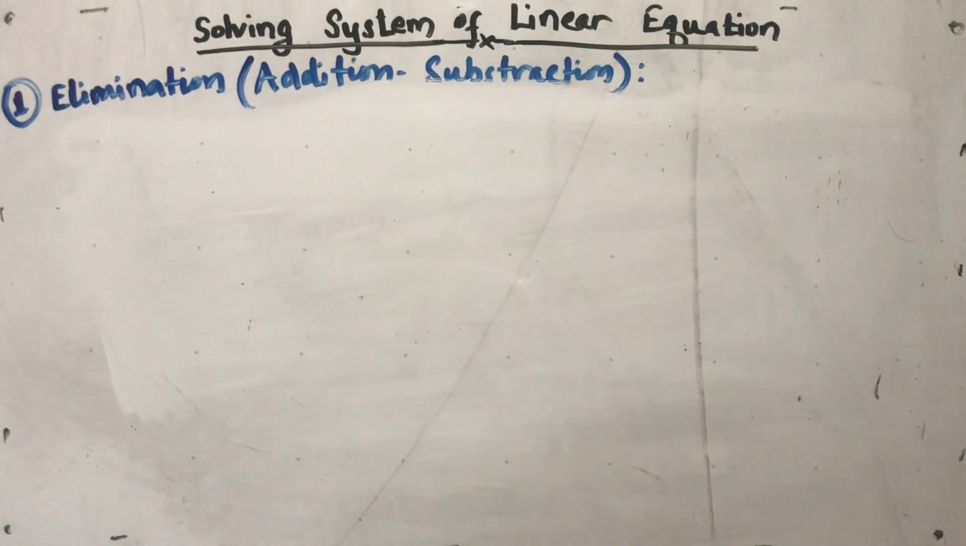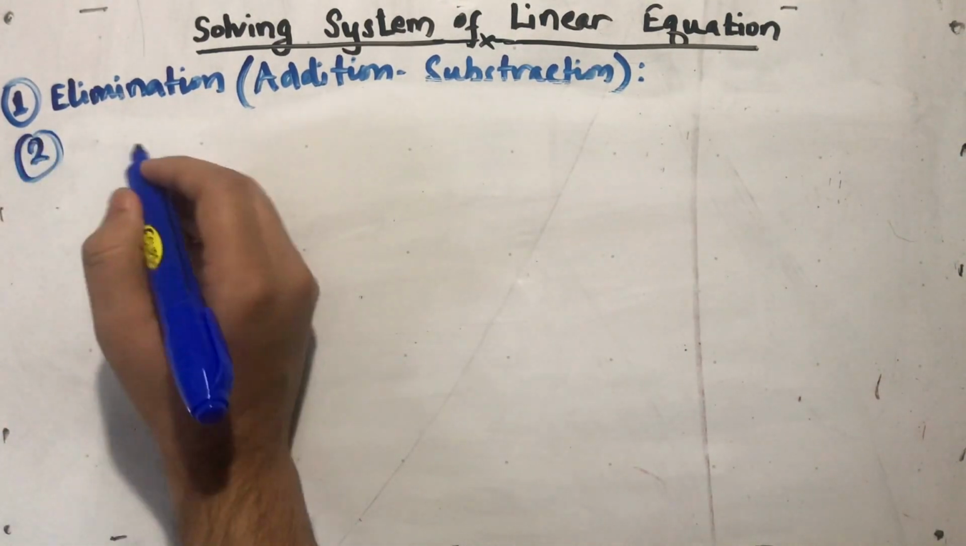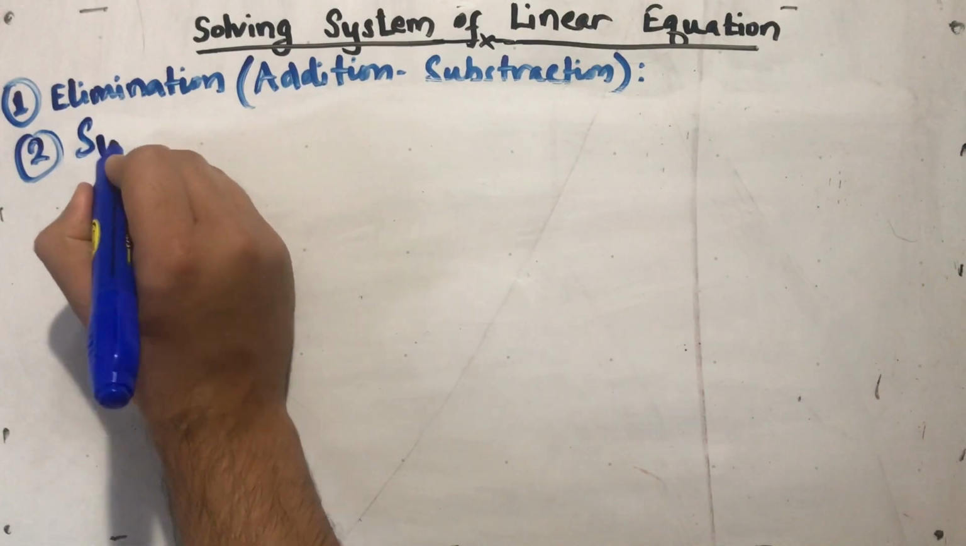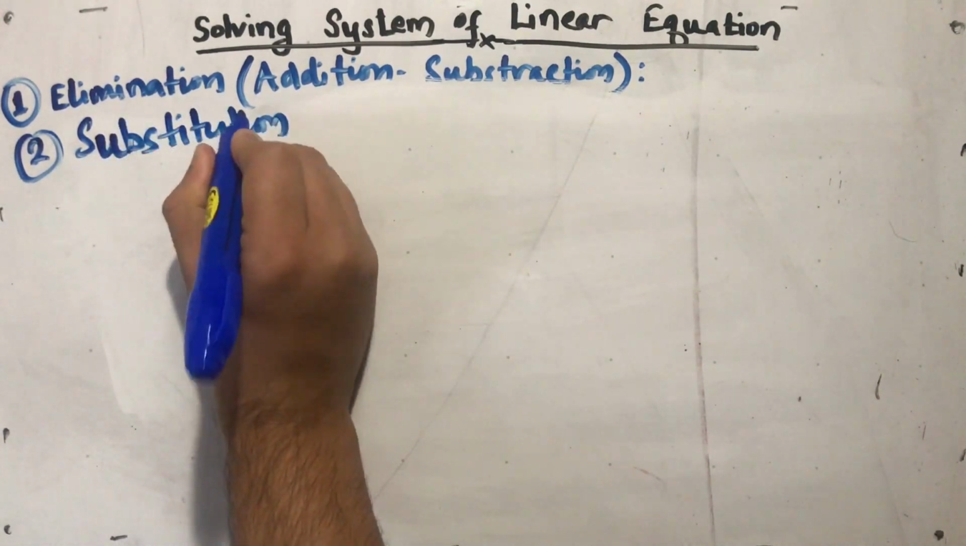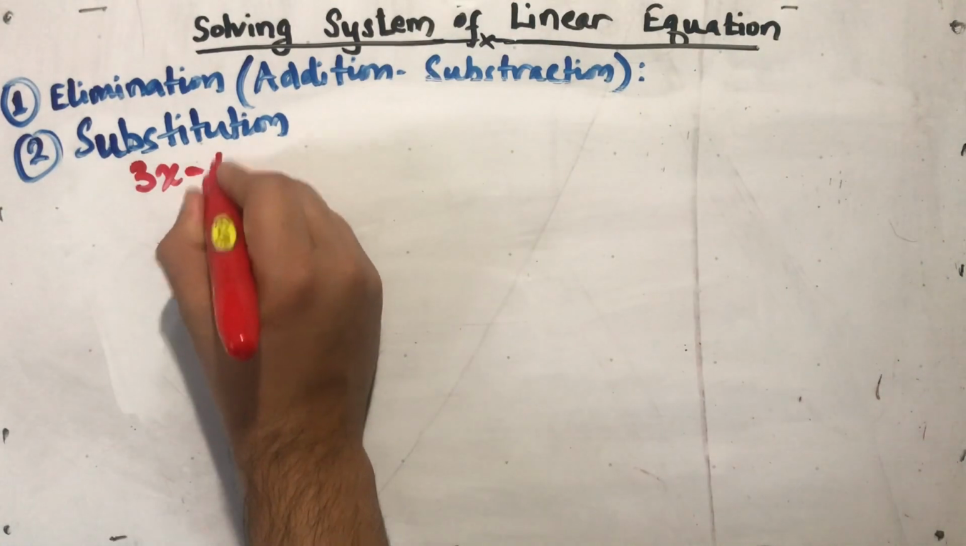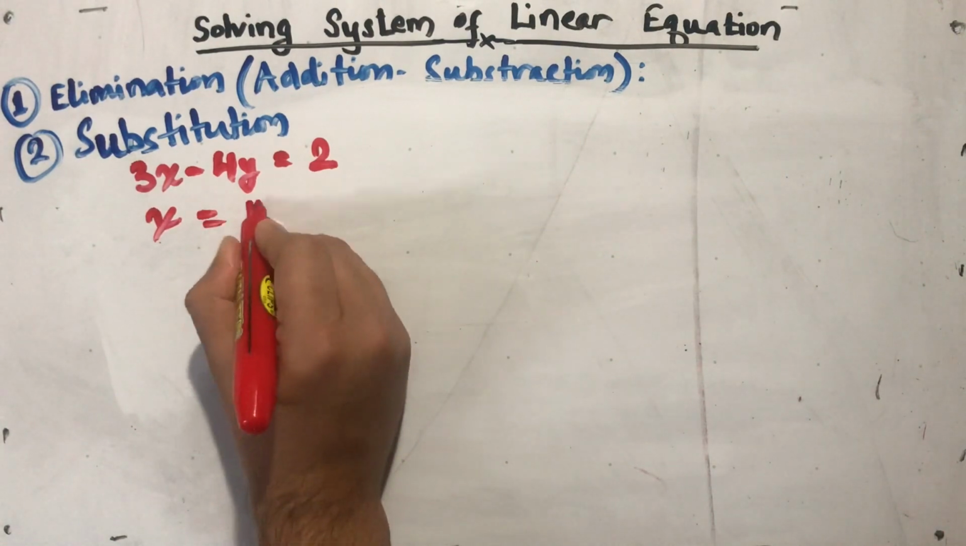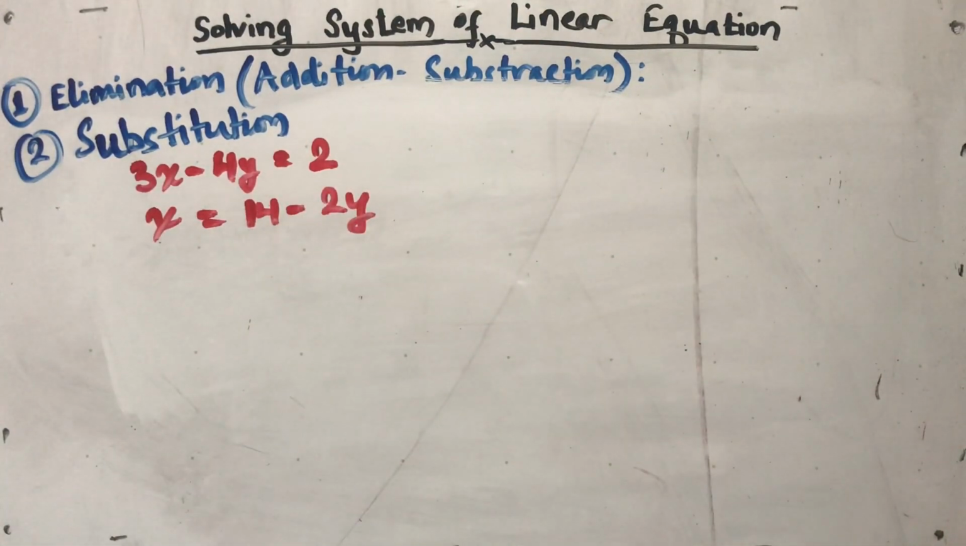The second one is the substitution method. In this method, you use the concept of substitution to convert different variables into the same variable. For example, we have 3x minus 4y equals 2, and x equals 14 minus 2y. To solve this problem, substitution is the best method. We could still use the elimination method here. These methods, either substitution or elimination, are not limited to a particular type of problem. We can use either method to solve any problem. It's just a matter of which method is more efficient and straightforward.